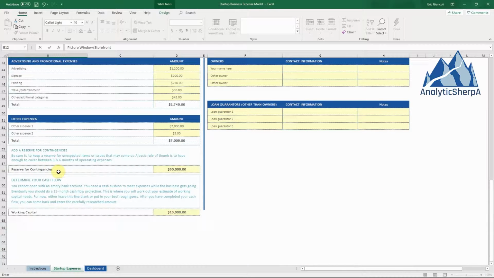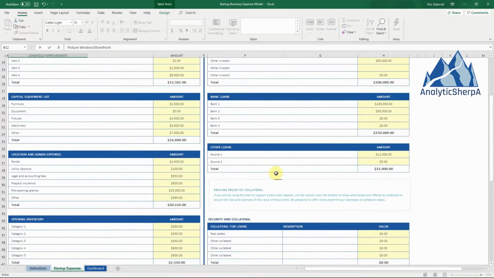Now the last two here, we have your reserve for contingencies, which you want to put aside just to make sure that you have money in case something comes up, a deadline, a crush, you have to have something expedited, so you're going to pay extra for that. You want to make sure you have some money in reserve for that. And then you want to have your working capital. You want to have your cash on hand. Ultimately, you're going to want to have it for 12 months, but this is just what it's going to take to get your business started and running for the first month.